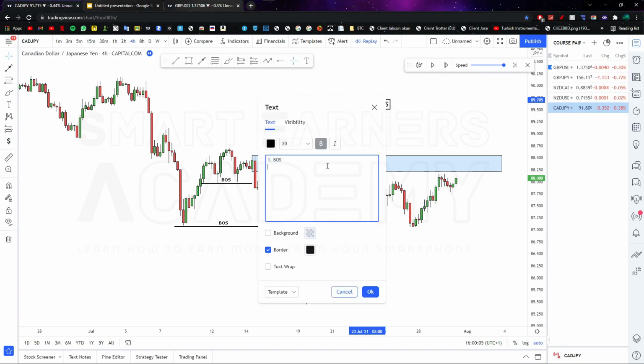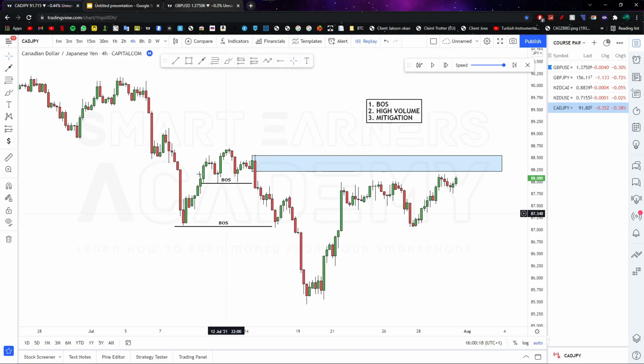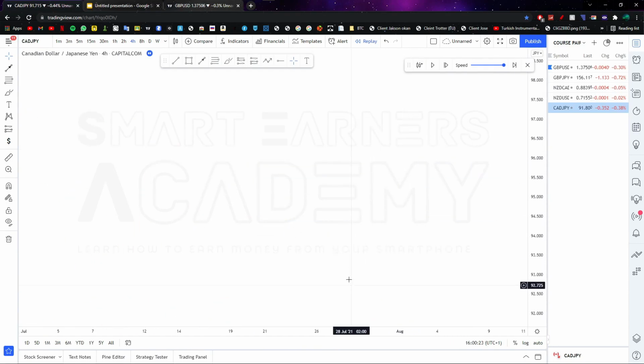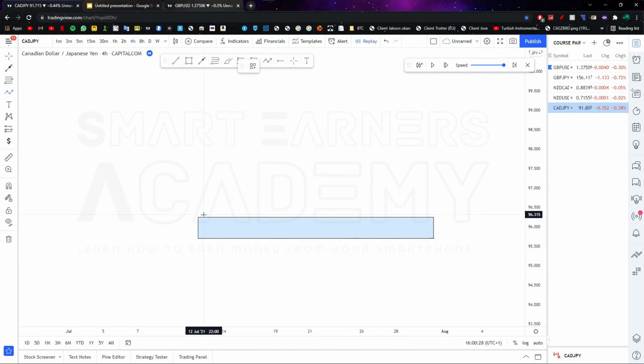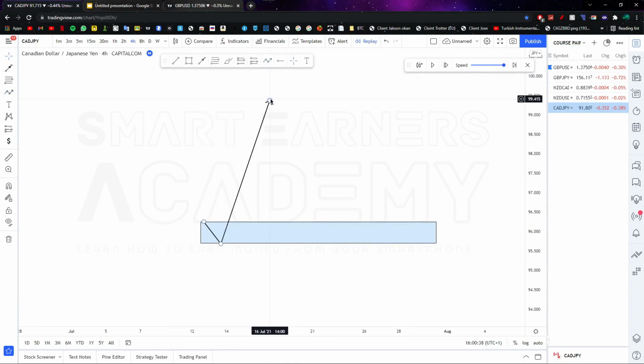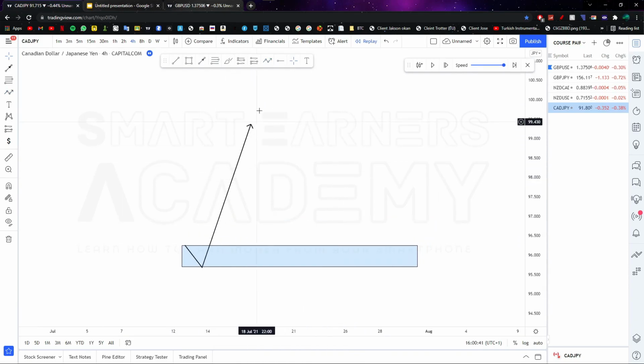Is it mitigated? Mitigation, right? Now we're going to look for mitigation. If I quickly go over here and explain what mitigation looks like. Let's say we have an order block over here, and I'm just going to draw this out really quickly. So let's say this is our order block. This is our last down move before the up move, which broke structure to the upside.